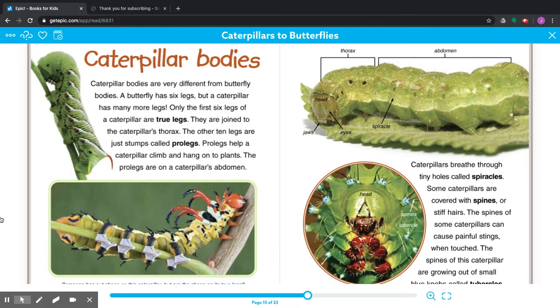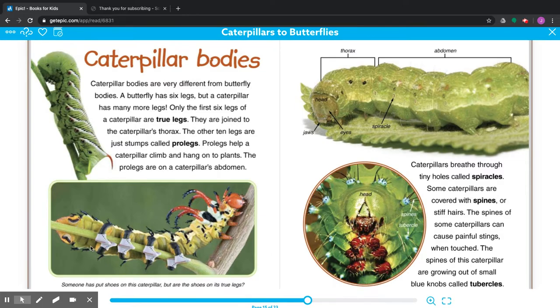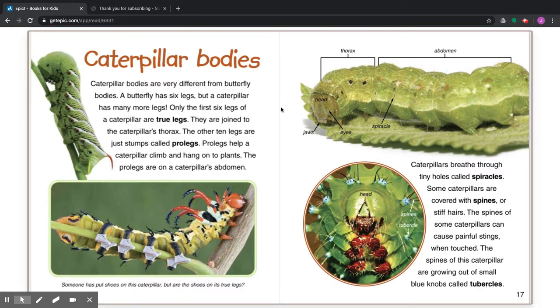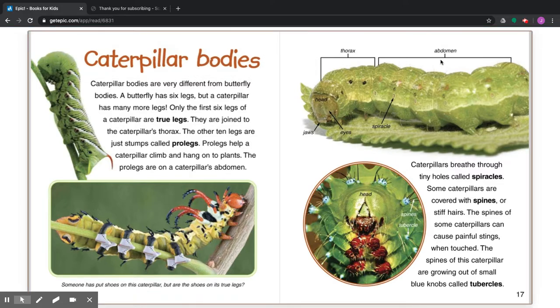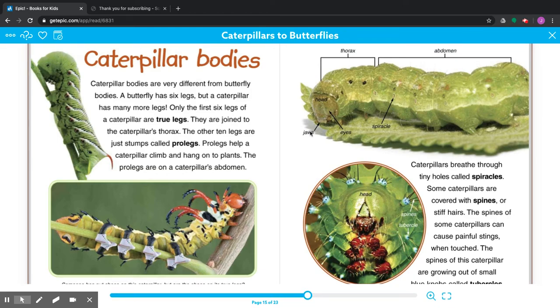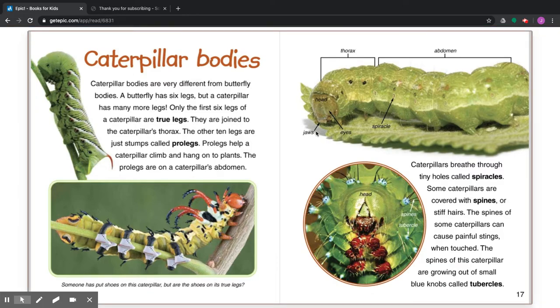Down here it says, someone, we can't see it. Someone has put shoes on this caterpillar, but are the shoes on its true legs? That's silly. Why would you put shoes on a caterpillar? So over here, it has some labels that show us where the thorax of a caterpillar is, the abdomen of the caterpillar, its jaws, its eyes, and its head. So the jaw is, you have a jaw too. So the jaw is the bottom part of your mouth that moves up and down when you talk.